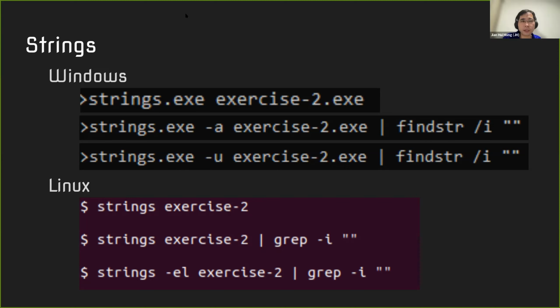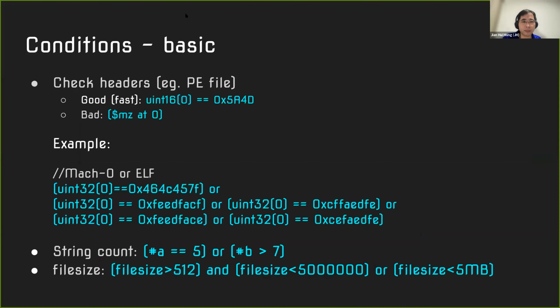Hi, Nushin. Yep. I was looking at the previous slide. You mentioned something about MZ at 0 versus the uint 0. You mentioned this is fast or slow, this is good or bad. Any indication of the difference in the speed for the scanning? Yes, sorry, good point. I actually forgot to mention that.